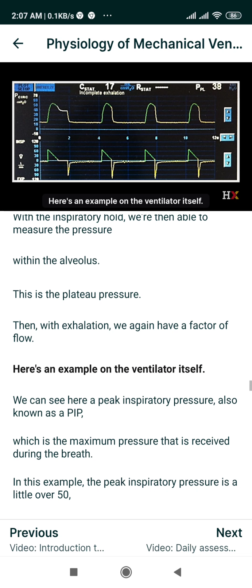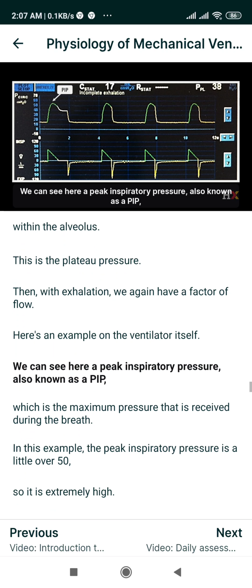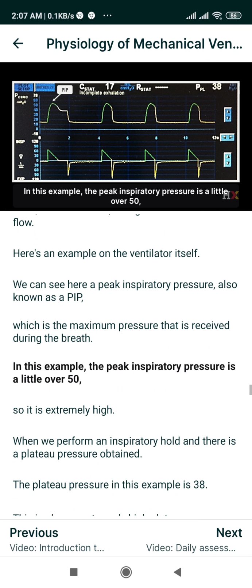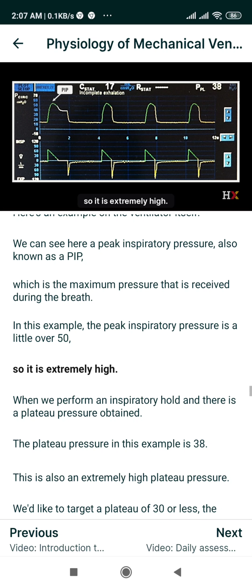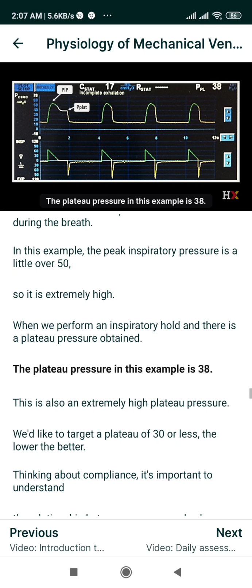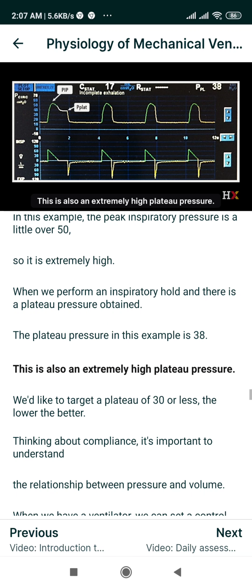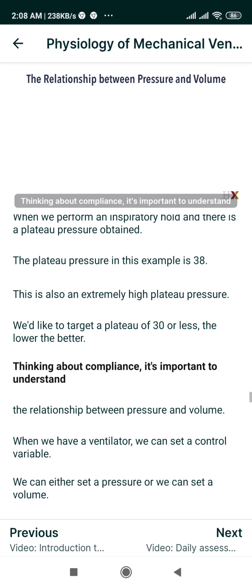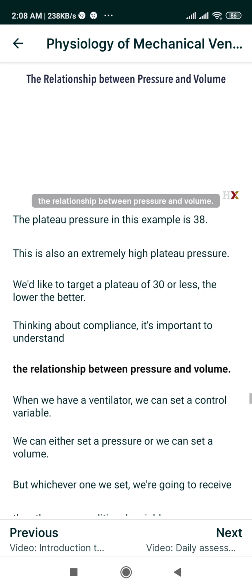Here's an example on the ventilator itself. We can see here a peak inspiratory pressure, also known as a PIP, which is the maximum pressure that is received during the breath. In this example, the peak inspiratory pressure is a little over 50, so it's extremely high. We perform an inspiratory hold, and there's a plateau pressure obtained. The plateau pressure in this example is 38. This is also an extremely high plateau pressure. We like to target a plateau of 30 or less. The lower, the better.